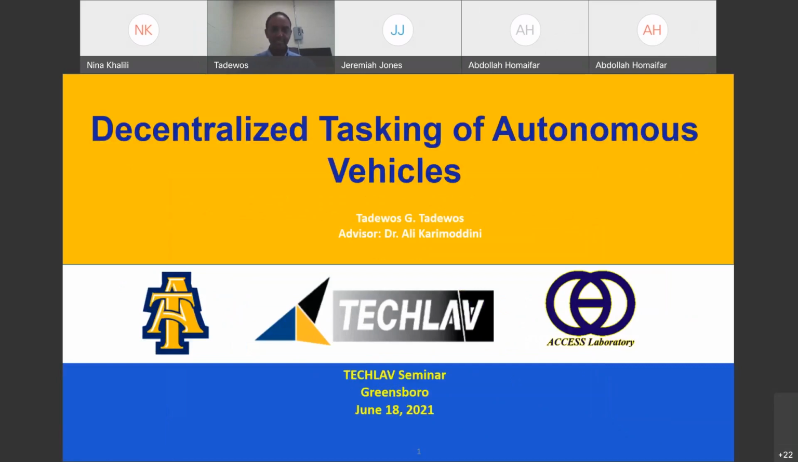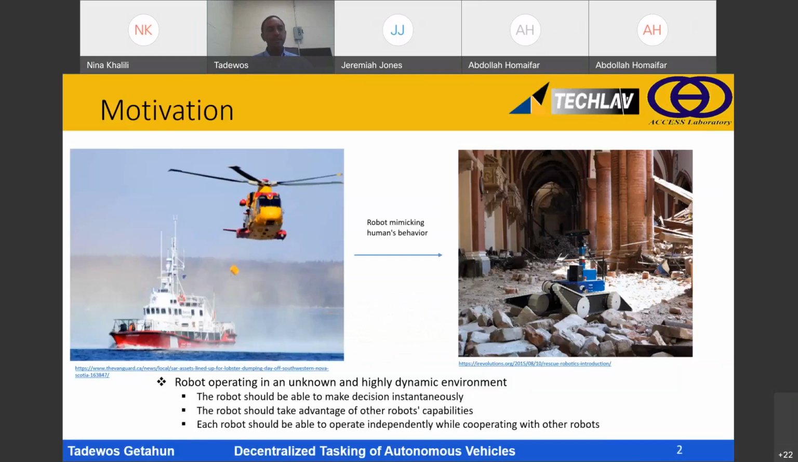So good afternoon, everybody. As Dr. Karamudi mentioned, my name is Tadewos. The title of today's presentation, my talk will be on decentralized testing of autonomous vehicles. So the motivation behind our research is to provide autonomous agents the capability to mimic human-like behavior. On the left, you can see a certain search and rescue mission.